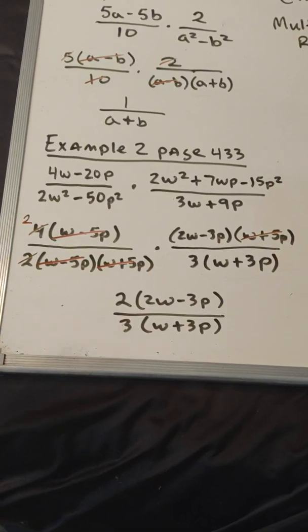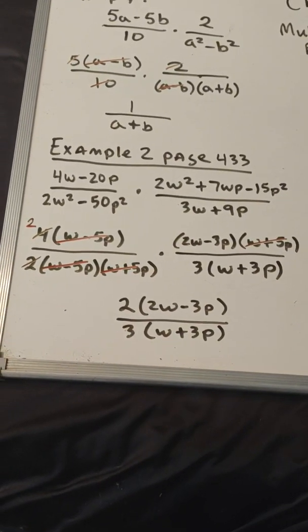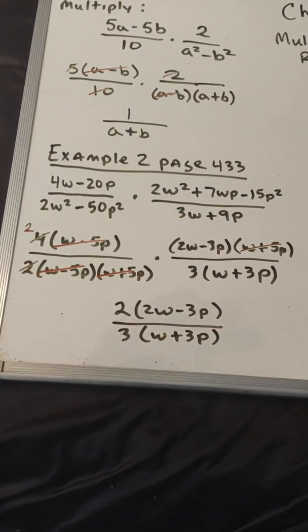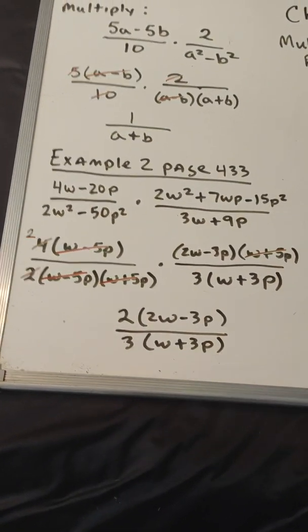Again, factoring is the most important part here. Once you factor, all you got to do is look to see if you have the same thing top and bottom, and basically they become 1, which means they're gone.